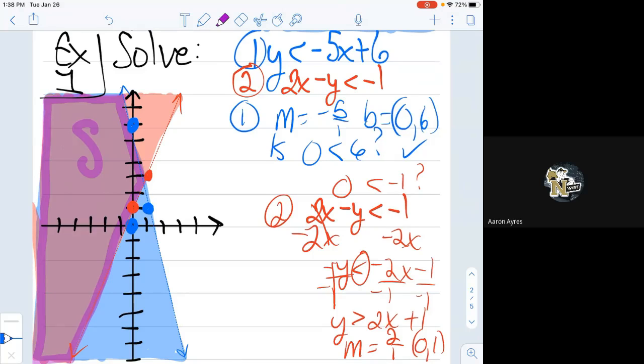It's just time consuming. I think you guys know how to graph an inequality. You just have to do it twice now, where they intersect.